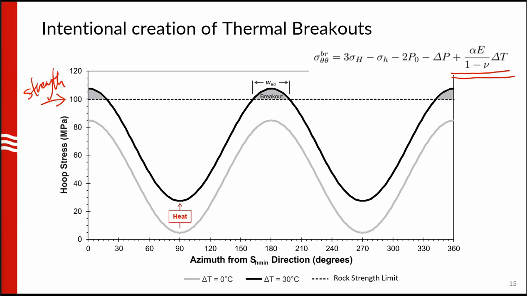Apologies that the cosine thing is gone, but anyways, the point is that there's an additional thermal stress term that goes into the hoop stress variation and shifts the whole hoop stress distribution up due to the thermal stress. After that, you can see in this schematic, you can reach the rock strength and then therefore create a breakout.